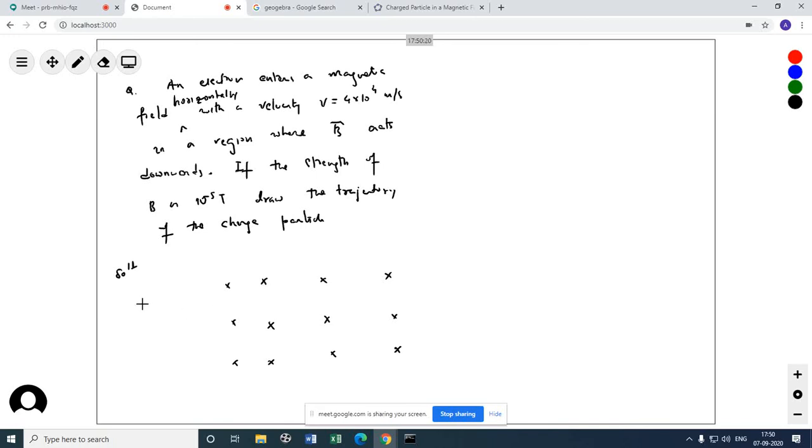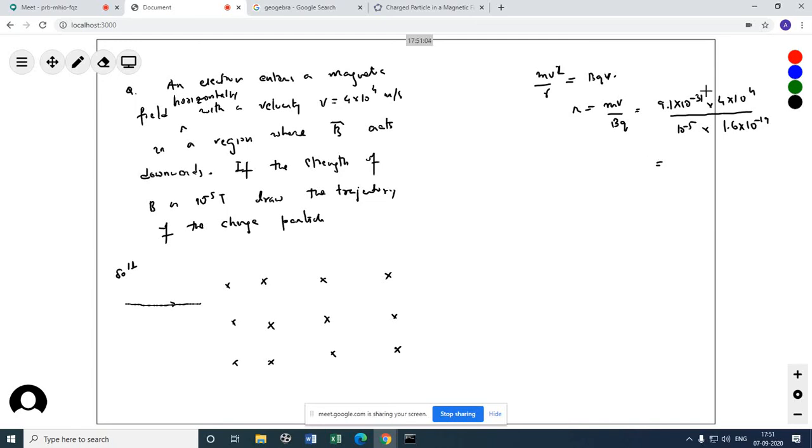Horizontally, let's say the charged particle is entering like this. I have already taught you this. We know mv squared by r equals bqv. The v cancels, so r will be mv by bq. It is the charge of an electron, so 9.1 into 10 to the power minus 31 into velocity, 4 into 10 to the power 4, divided by magnetic field 10 to the power minus 5 Tesla into 1.6 into 10 to the power minus 19.